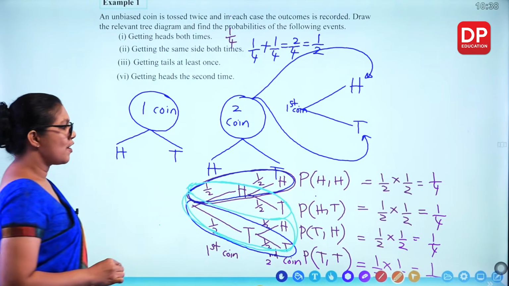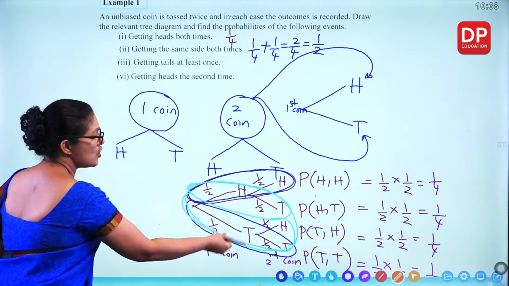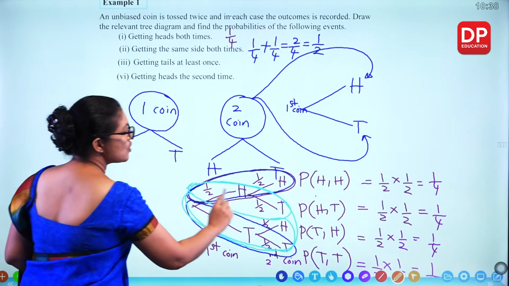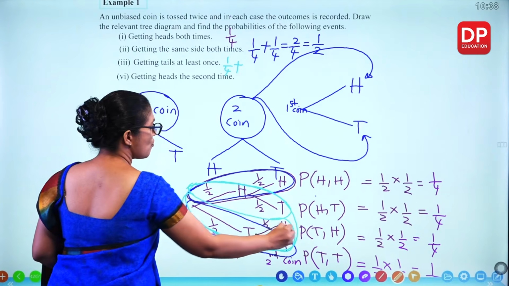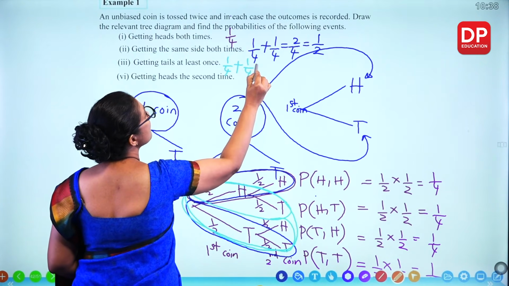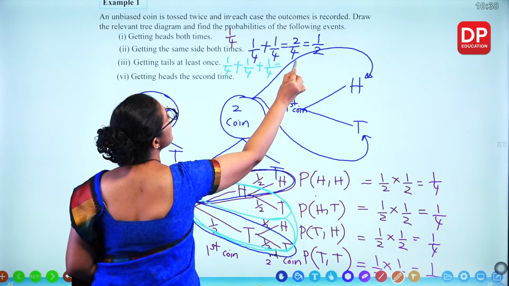So how can we find out the probabilities? You have to add the values for each branch. So this one is 1/4. This is also 1/4. And this is also 1/4. So 3/4 are there.